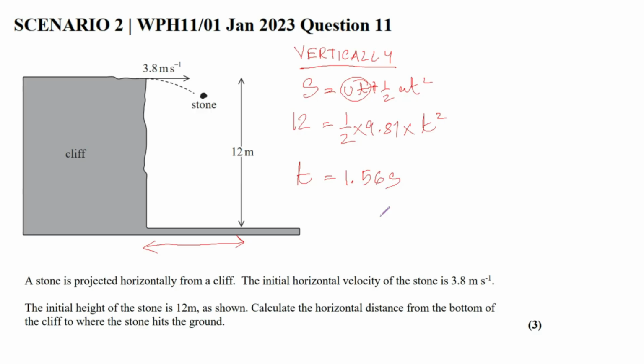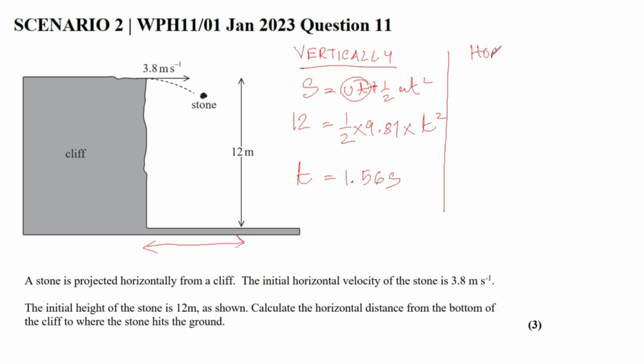1.56 seconds. I want to add something at this point: this is not my final answer. So never ever round off your interim calculations to 2SF. You can only round off your final answer to two significant figures. Since this was an interim calculation, always keep this at 3SF. So we are done with the vertical aspect of the motion.